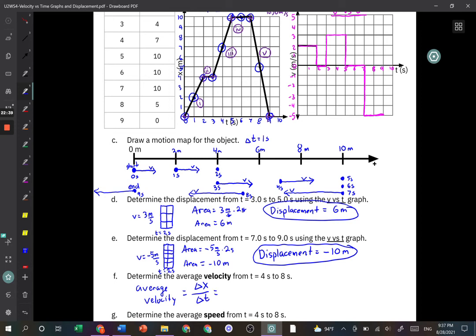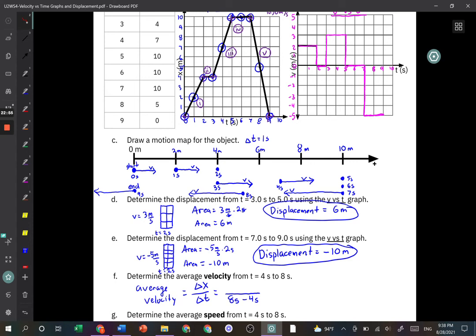So we're going from 4 to 8 seconds. So we end up at 8 seconds and we're starting off at 4 seconds. Now we just need to identify the points that correspond with those times. So what position is there at 8 seconds? What position is there at 4 seconds?